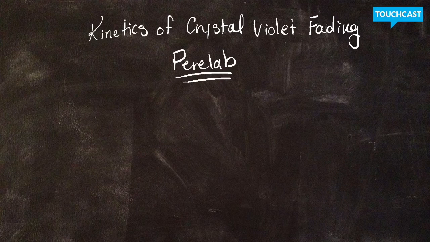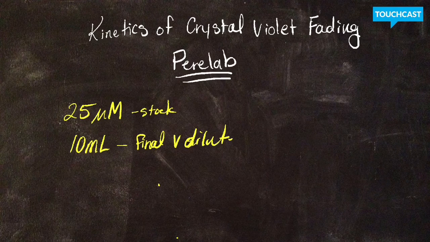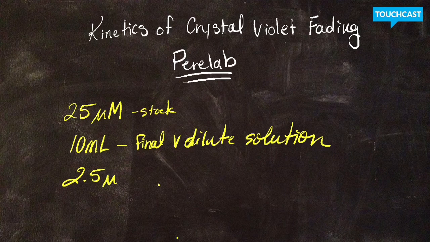So in question number 2, they tell you that your stock solution is going to be a concentration of 25 micromolar, and your end solution needs to be 10 milliliters. And they give you a bunch of different concentrations that they want you to dilute this stock solution to. So this is your stock, and this is the final volume of your dilute solution. Then they give you a bunch of different solutions that you need to dilute to, so why don't we go ahead and pick on this first one. They want you to get 2.5 micromolar.